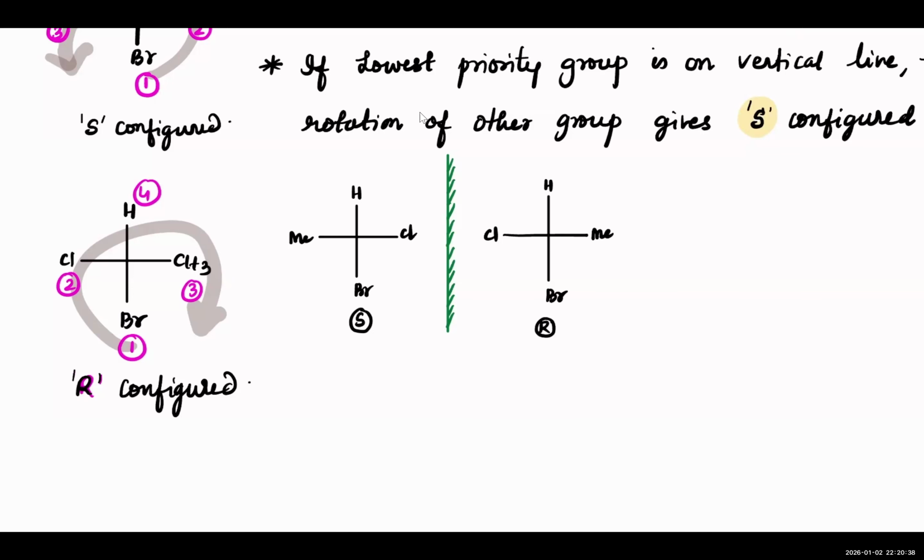Clear, everybody? Another way to look at it is if you want to interconvert R to S or S to R. Here we have S configuration and I need to convert it to R configuration, or R configuration to S configuration. Clear? What you can do, see, chlorine, if I exchange it with methyl, the one exchange which I do will give you this molecule.